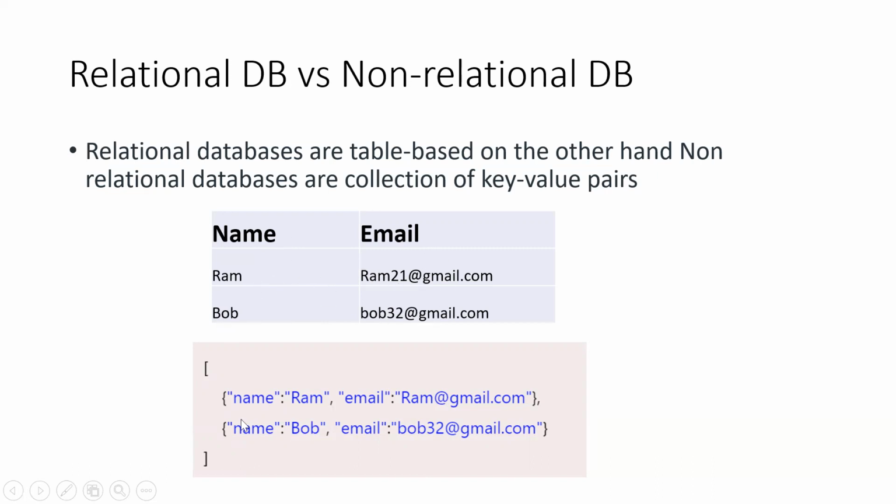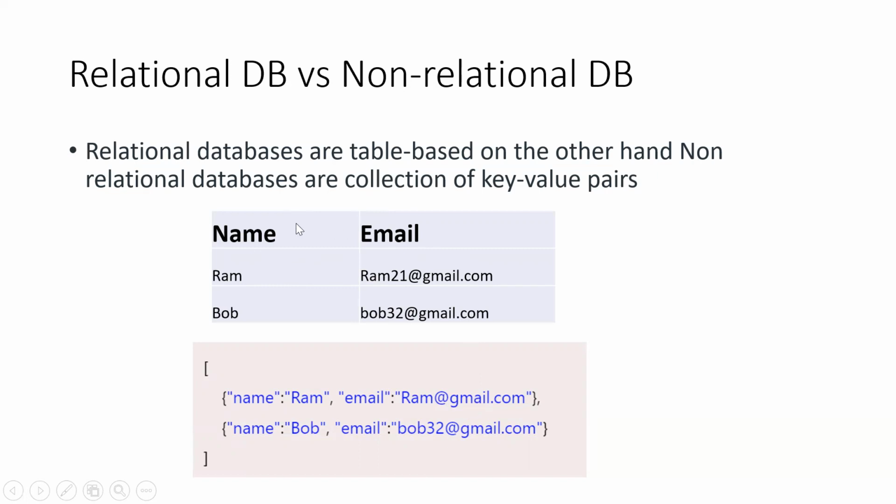Again, I'm storing the same information in this way: name colon Ram, email this; name colon Bob, email this. So you can see the data is the same in both, but the storing pattern is different. The first one, how we are storing the data, if we store the data in this format, it's called a relational database. It follows a tabular data storage system, as you can see, a tabular format.